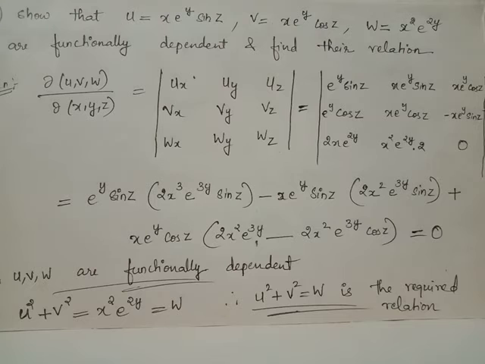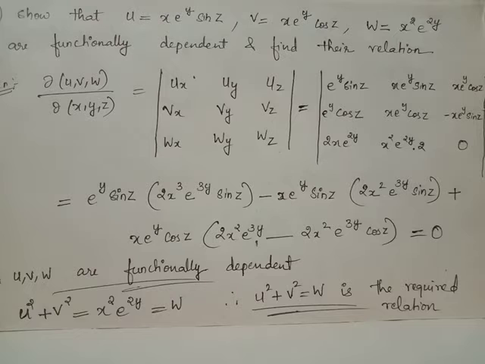Now we will write the second row, which is obtained by taking first order partial derivatives of v with respect to variables x, y and z. We have dou v by dou x equals e raised to y cos z, dou v by dou y equals x e raised to y cos z, and dou v by dou z equals negative x e raised to y sin z, because the derivative of cos z equals negative sin z.